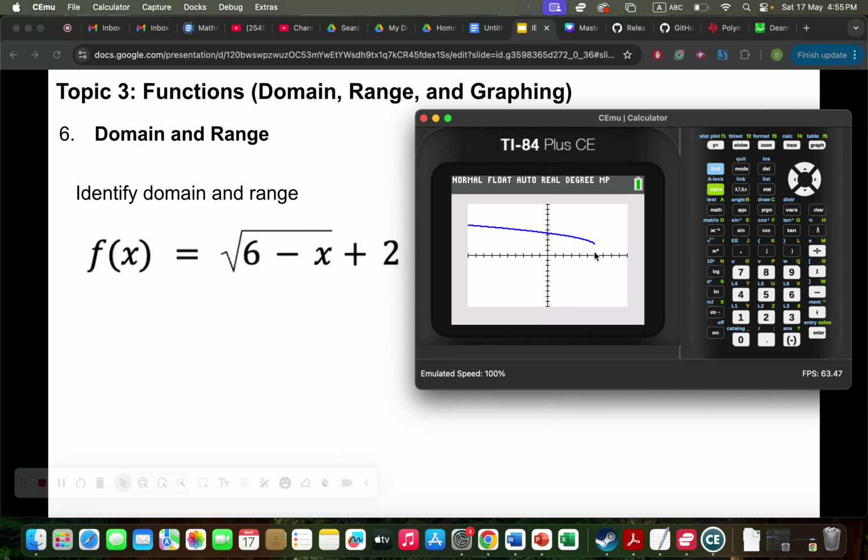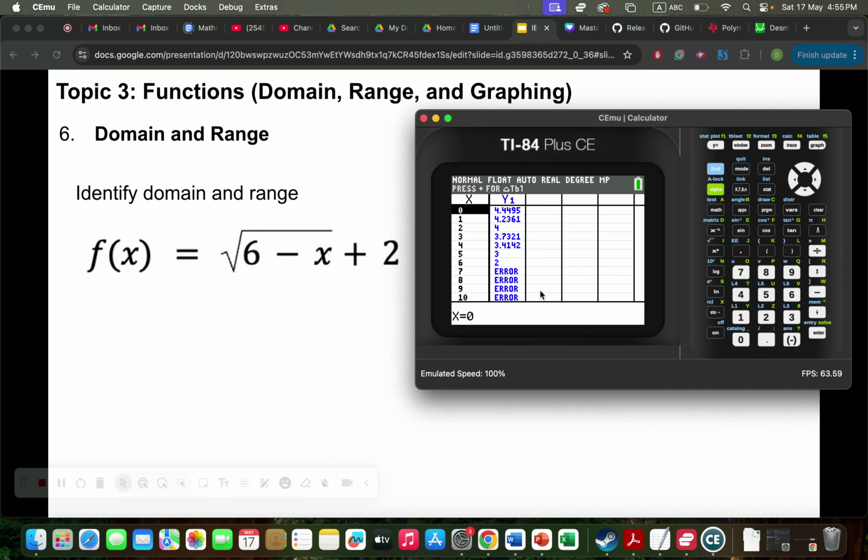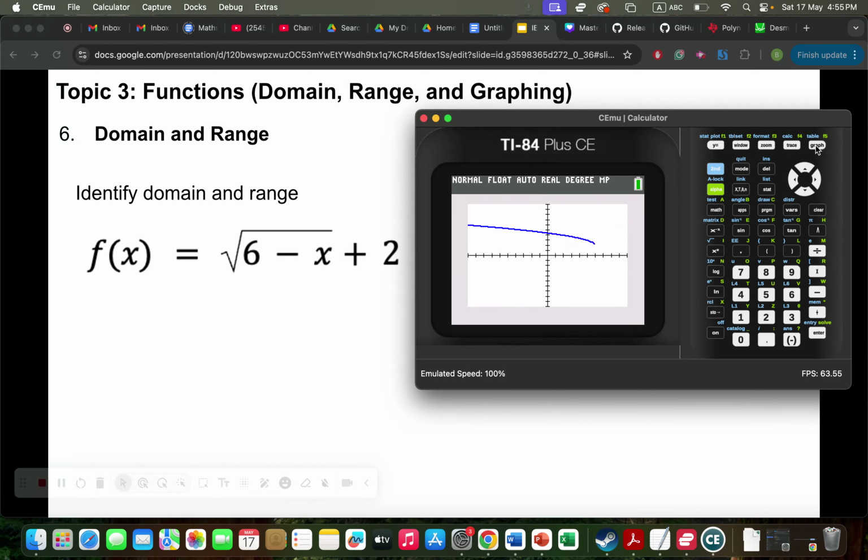Okay, now if you want to be sure that this is actually the last point, I can quickly show you by using a table here. If we go down to 6, when x is 6, y is basically 2. But after 6, you realize that it gives me an error because the graph, remember, only stops when x is equal to 6.